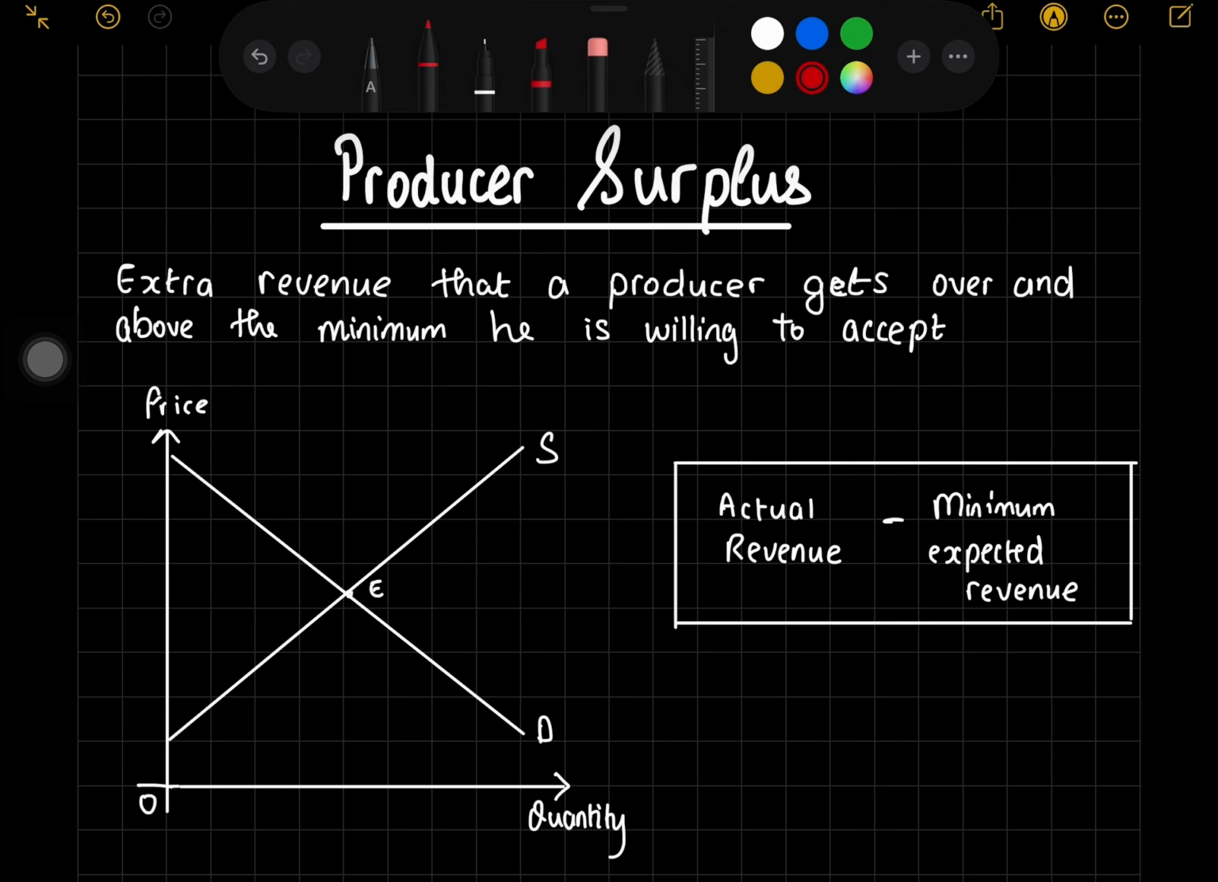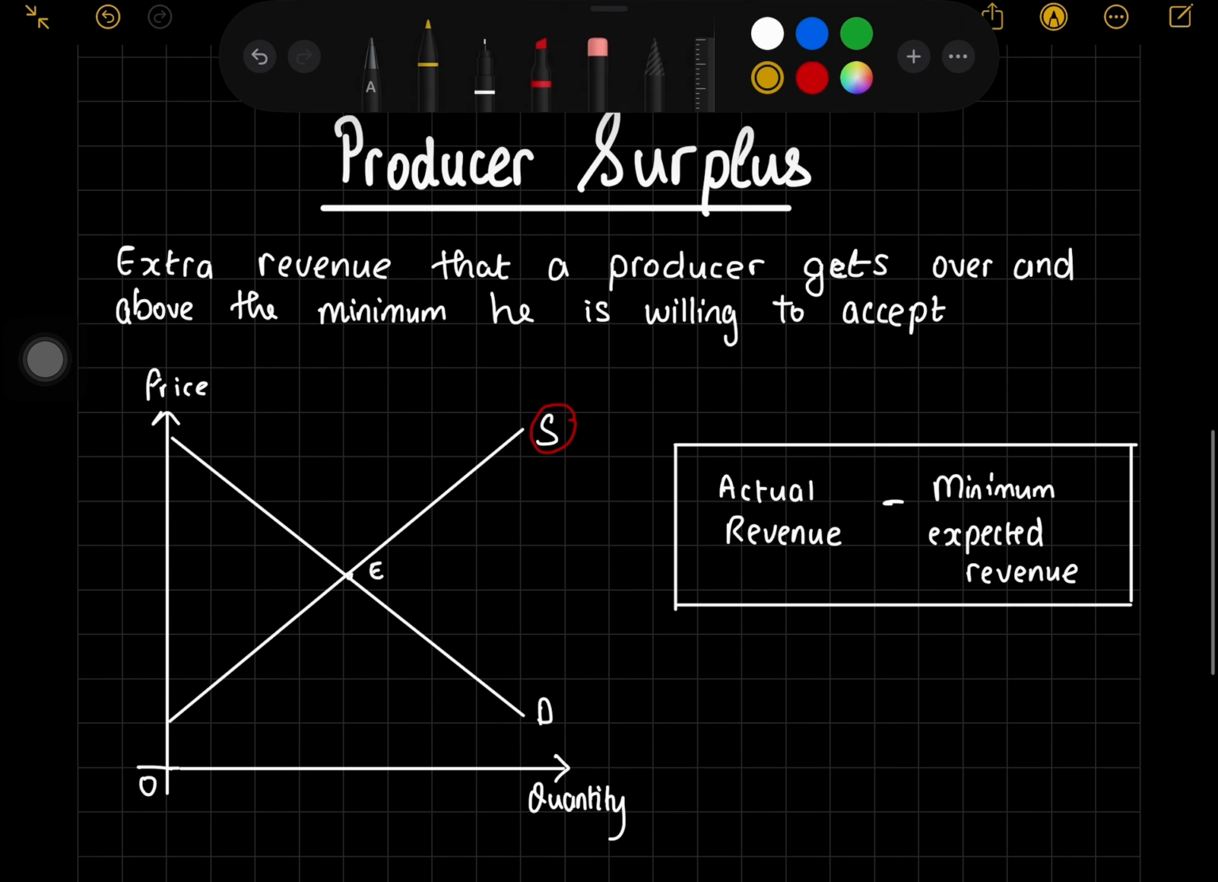They are profit motivated, as we all know. So producer surplus is the extra revenue that a producer gets over and above the minimum he is willing to accept. The minimum he is willing to accept for each unit of a commodity can be shown by what we call a supply curve. Let us have a look, just like we had a look above, about the individual commodities. Let's take a different color now.